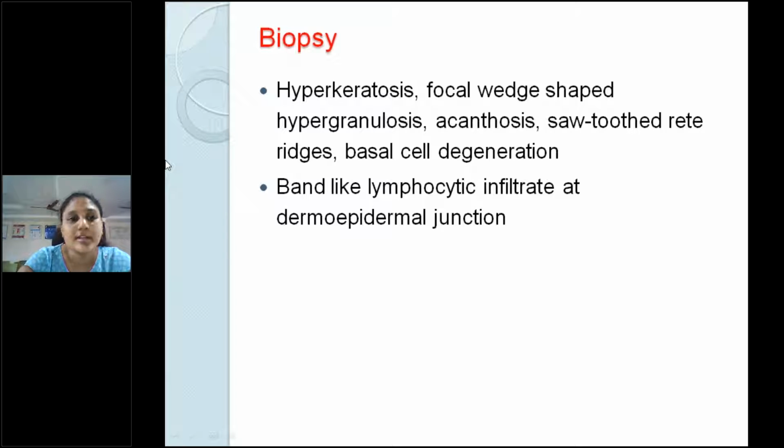Like I told you, certain types we should be very careful about because they have the potential to become malignant, especially the hypertrophic type which will be present over the lower limbs. Also the erosive and ulcerative type of lichen planus which will be present in the buccal mucosa has a potential to transform into malignancy.